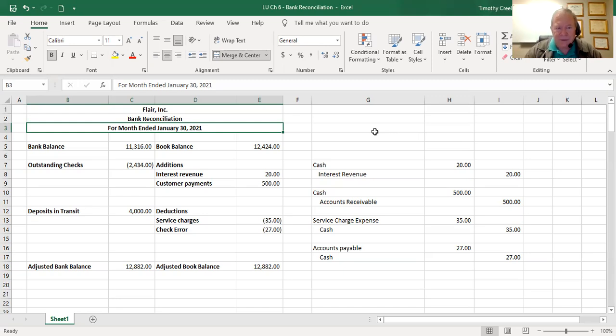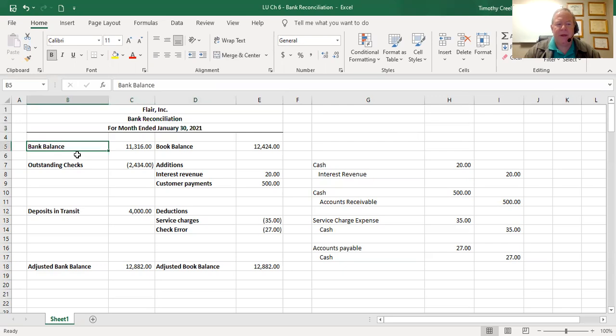Okay, so let's look at a sample. Basically what you've got to start with is the bank balance. This would be the bottom line balance on the bank statement. And the book balance, this would be the ending cash balance in the account. Notice they're always typically going to be different because there are timing differences and some different little things that tend to be different between the two.